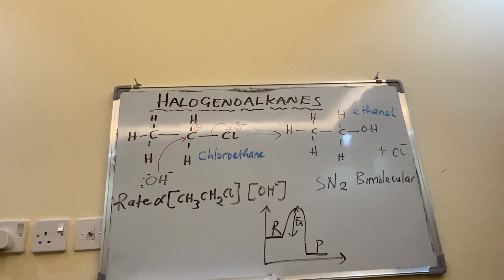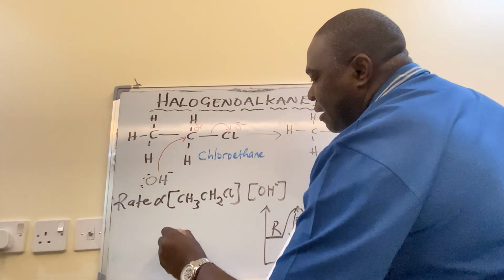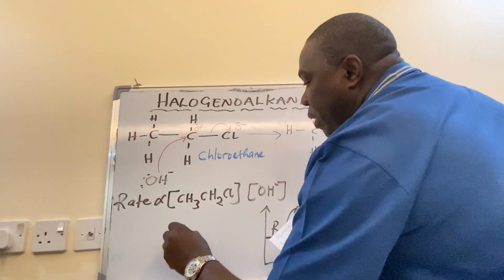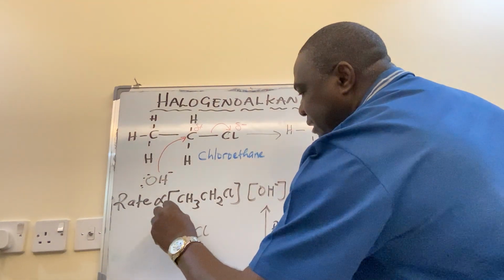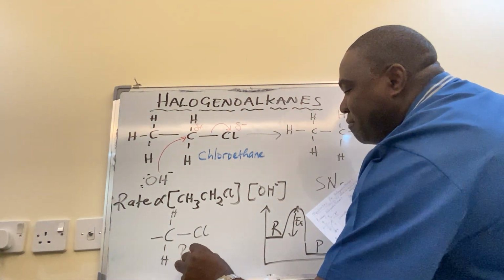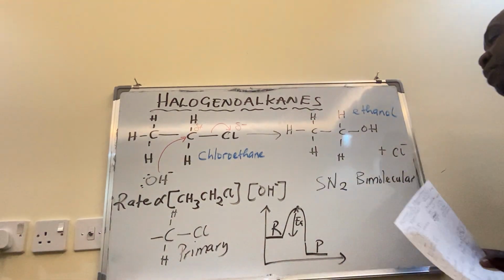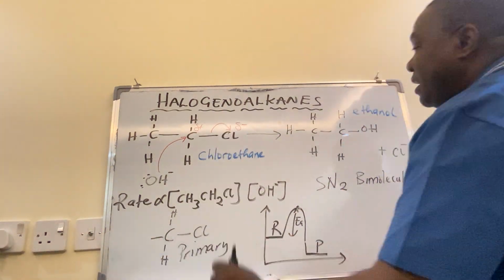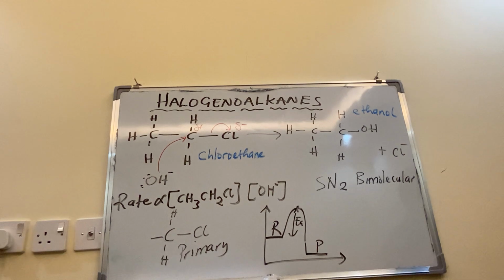Also, students, you must remember that once you have your halogenoalkane, where the halogen atom is connected to a carbon with two hydrogens like this, we call it a primary halogenoalkane. If you have the halogen connected to a carbon with only one hydrogen, it becomes secondary. But if there's no hydrogen at all, it becomes tertiary, which is what we are going to look at.